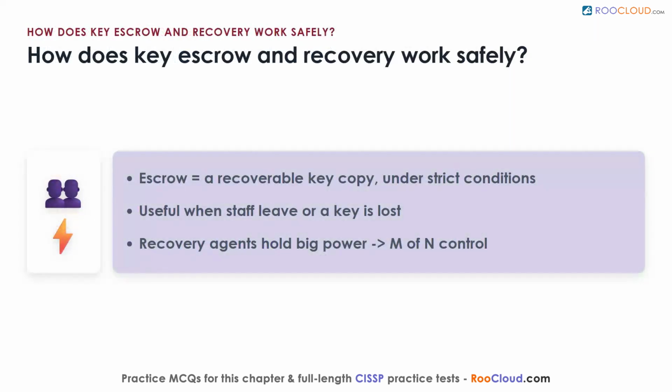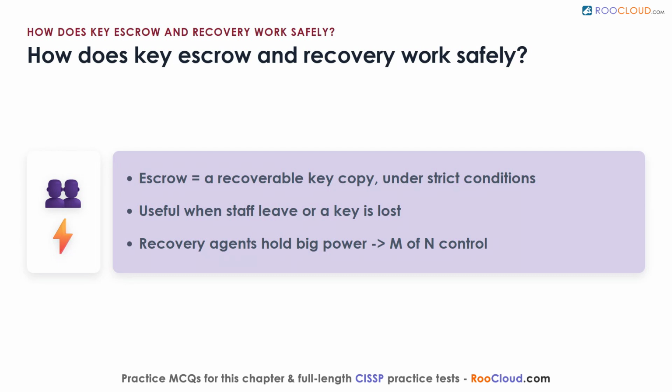How does key escrow and recovery work safely? Escrow means a copy of a key is held so it can be recovered later under strict conditions. Governments have floated escrow schemes to obtain keys under a court order, using approaches like splitting a key among independent third parties who must recombine their pieces.